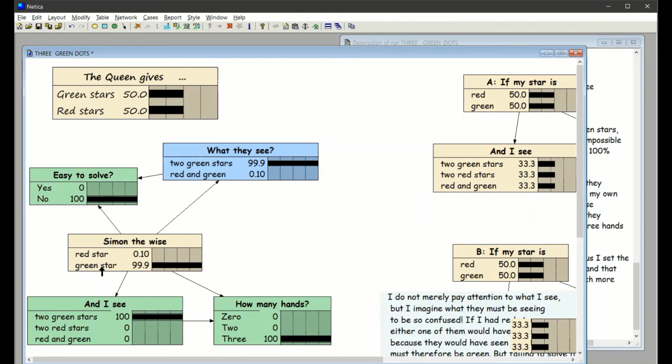So there is a kind of probability judgment here, a subjective judgment, which is based on whether or not he thinks that it would be easy or hard to solve. And that involves him having a bit of prior knowledge about the two counselors. So there we have it. That is how Simon the Wise reasoned that he had a green star.